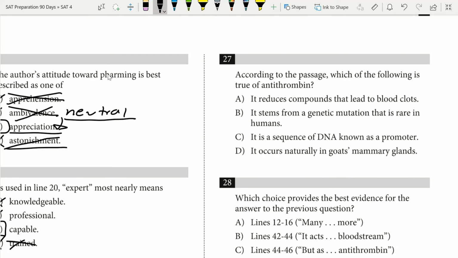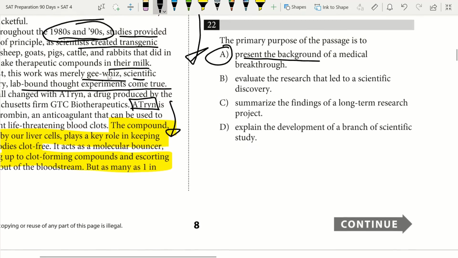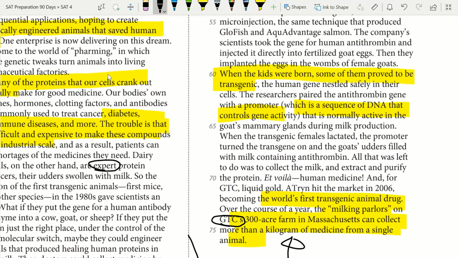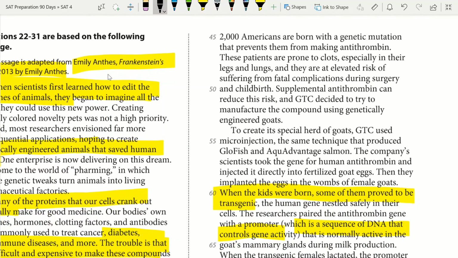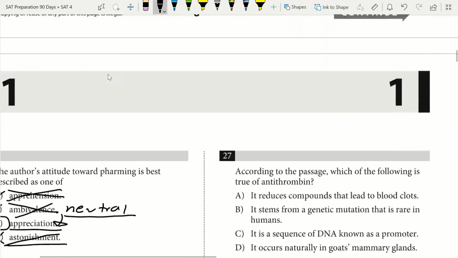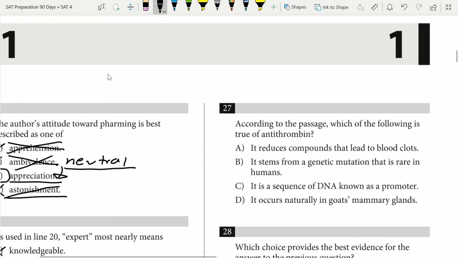Antithrombin. Okay, well, I know that that's the same as that Atrin, right? And I talk about how Atrin is able to reduce those blood clots, so it's able to help promote blood flow by stopping those blood clots. So let's take a look at what our options are for 27 there. So we have option A, it reduces compounds that lead to blood clots. Yes, right? It's stopping those blood clots.